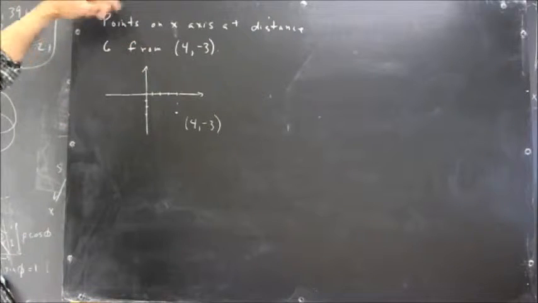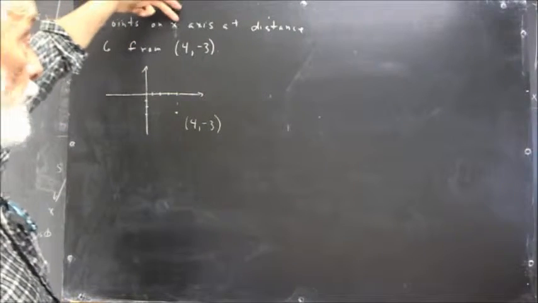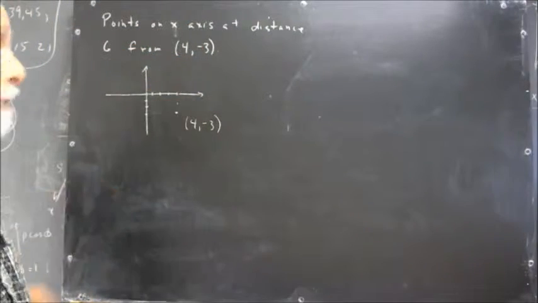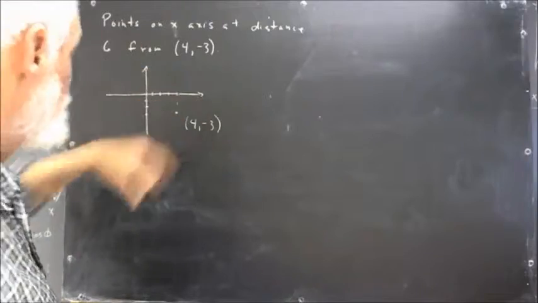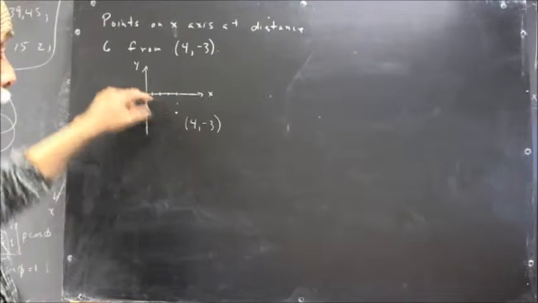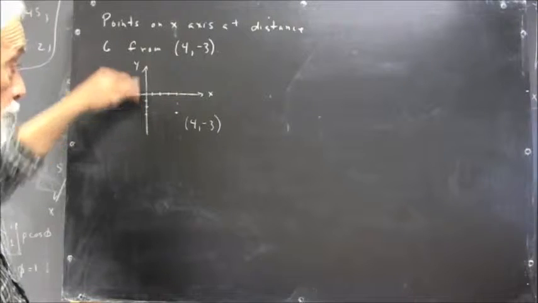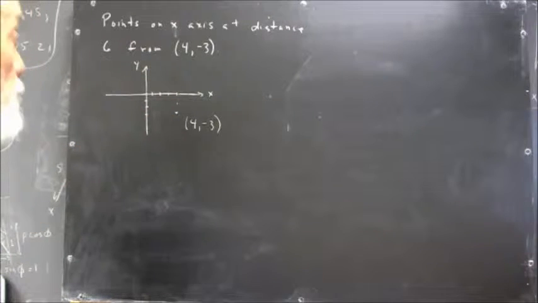The problem we want to look at is the problem of finding all points on the x-axis that lie at a distance 6 from the point (4, -3). Now we are always well advised to make a sketch, so we're going to make a sketch here. The point (4, -3) lies at 1, 2, 3, 4 units to the right on the x-axis, 1, 2, 3 units down on the y-axis.